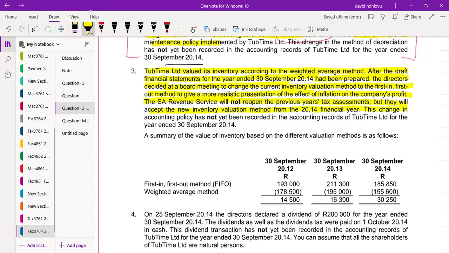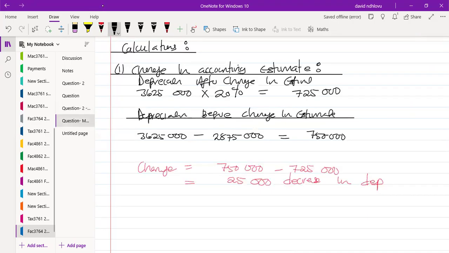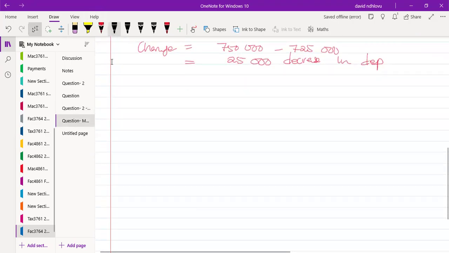This change in accounting policy has not yet been recorded in the accounting records, so we need to factor this in. These guys were using the weighted average method. They've decided to change to the first in, first out method. So this here is the new, this is the old, and this is the change. So there's been an increase in the valuing of inventory. So what you do with this one, you need to do a calculation in this way.